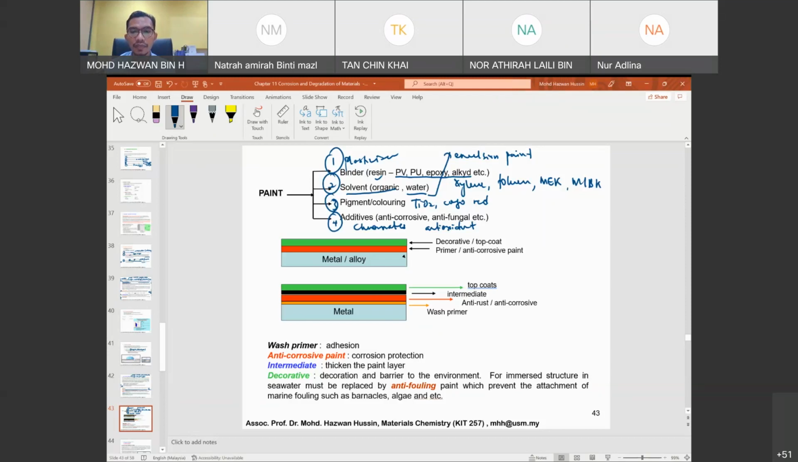Okay, and the perfect way to coat your metal is by actually putting a primer first to increase the adhesion, and then after that followed by anti-corrosive paint, intermediate, and finally top coats for decoration, glossy and other things.